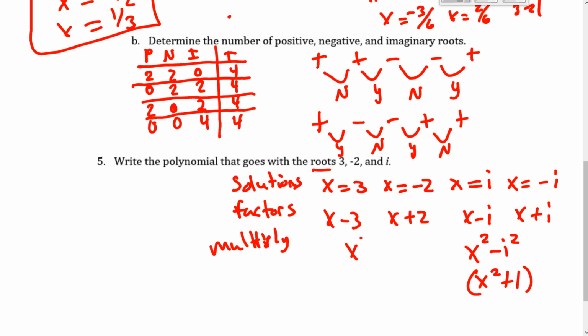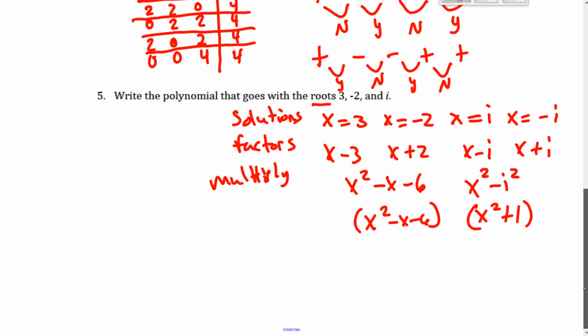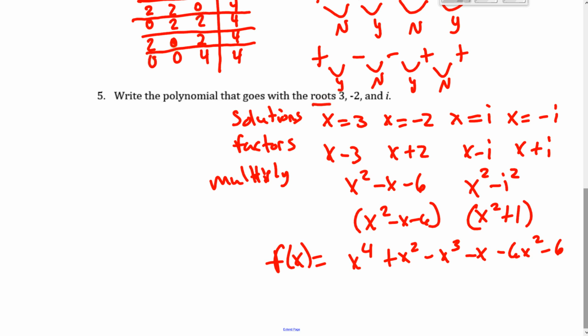Then I can multiply these, so I get x squared minus x minus 6. So that's x squared minus x minus 6, and now I'm going to multiply that by x squared plus 1. And so I get f of x equals, multiply these, so I have a 3 times 2, so I should get 6 terms. So I get x to the 4th, I get plus x squared minus x cubed minus x minus 6x squared minus 6. So I have 6 terms there, as you can see.